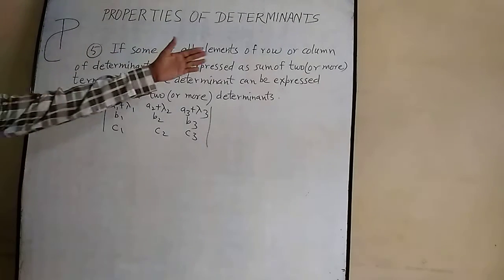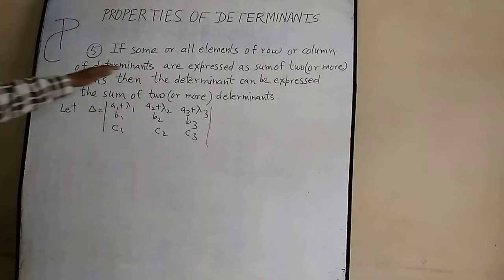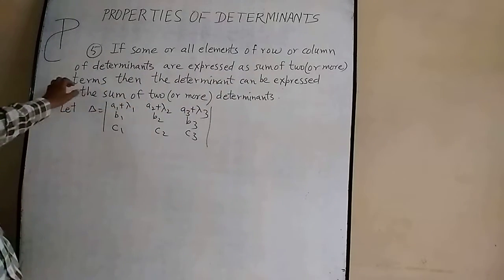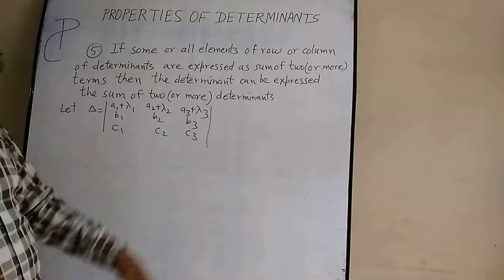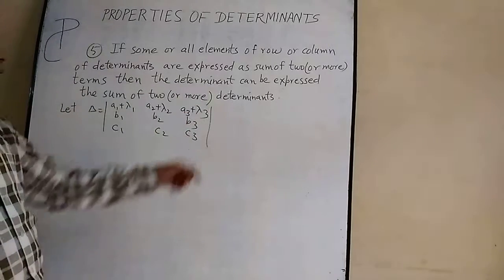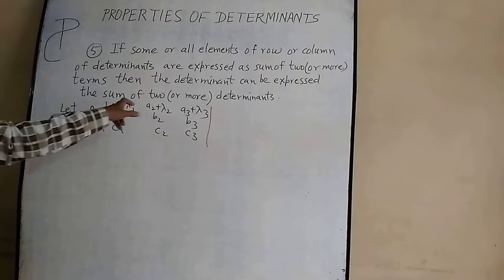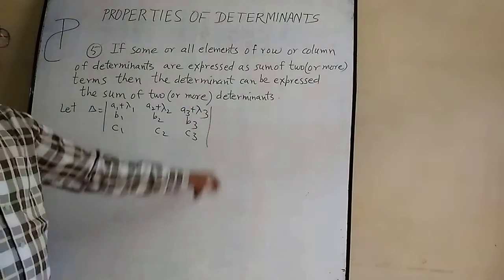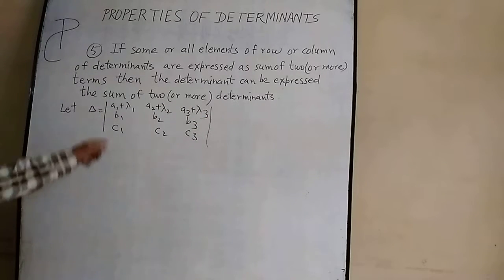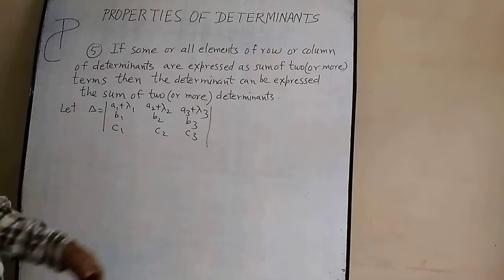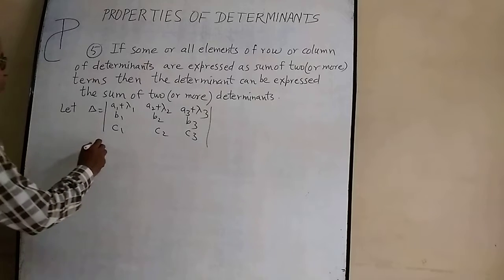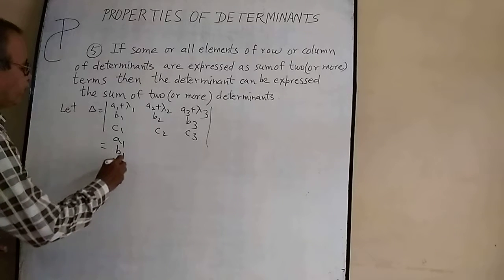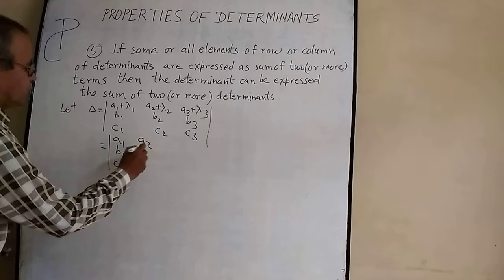If some or all elements of a row or column of a determinant are expressed as the sum of two or more terms, then the determinant can be expressed as the sum of two or more determinants. Let A1 plus lambda 1, A2 plus lambda 2, A3 plus lambda 3, B1, B2, B3, and C1, C2, C3. We can split this determinant into two parts like this.